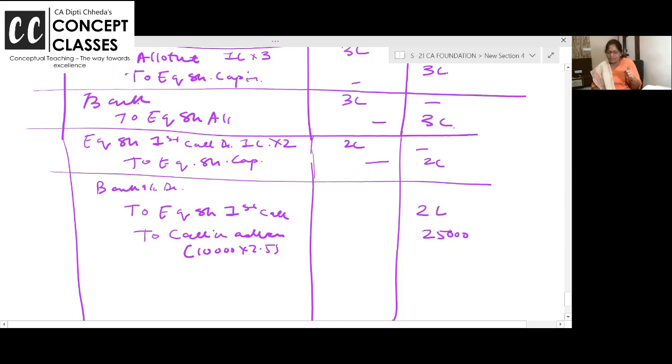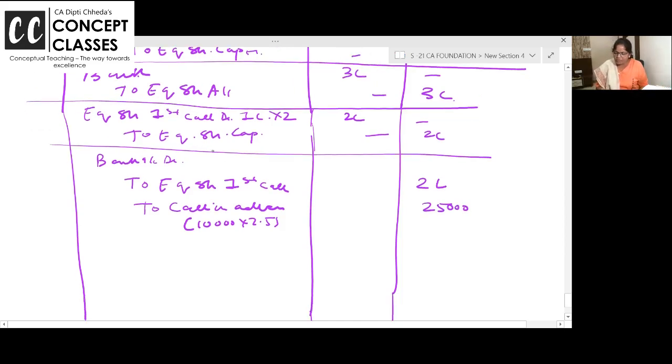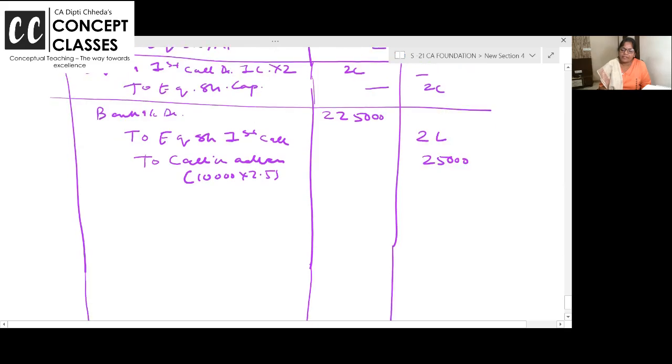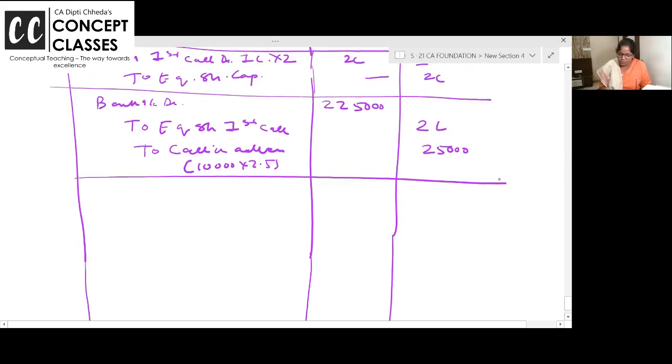Anyone in the class is having doubt? First call was due 2 lakh. First call was received. But one Mr. Kamlesh, he paid call in advance 25,000. So total received is 2,25,000. Now, final call due. Equity share final call due. 1 lakh into 2.5. Last 2.5.